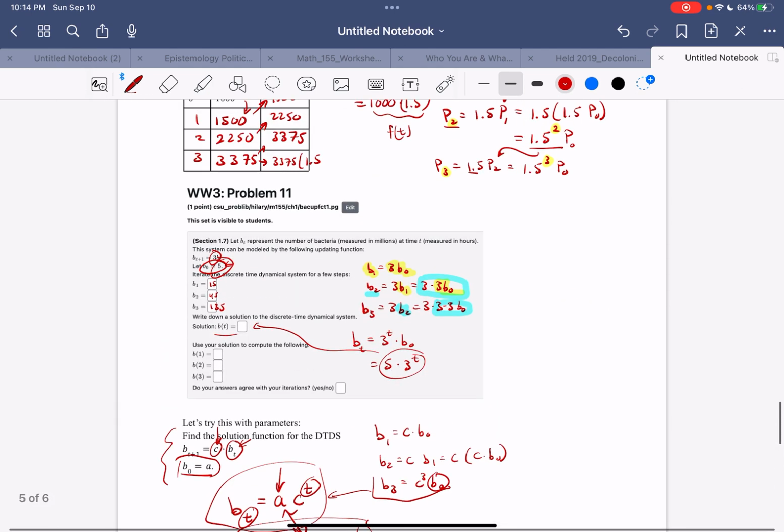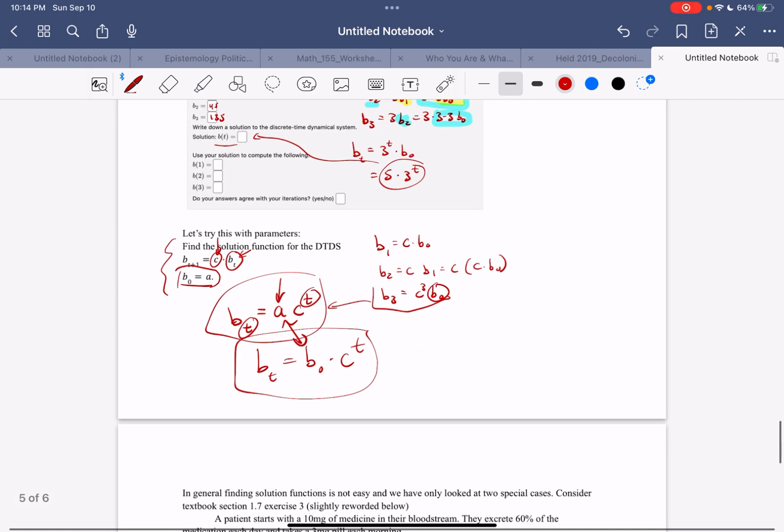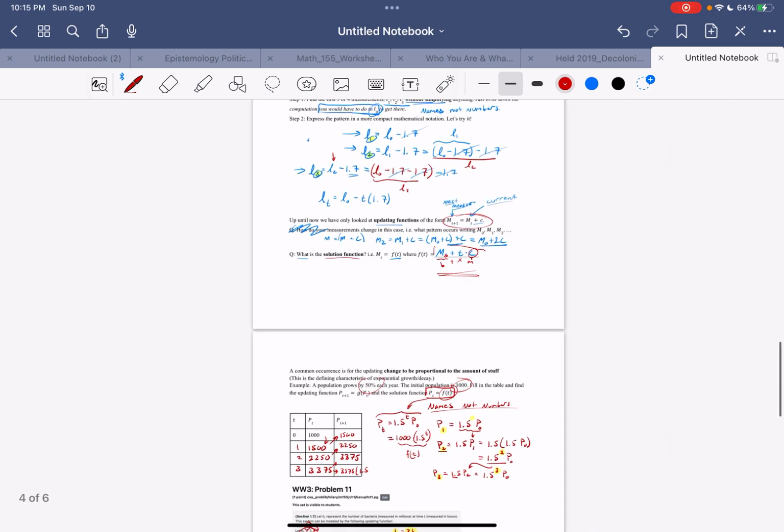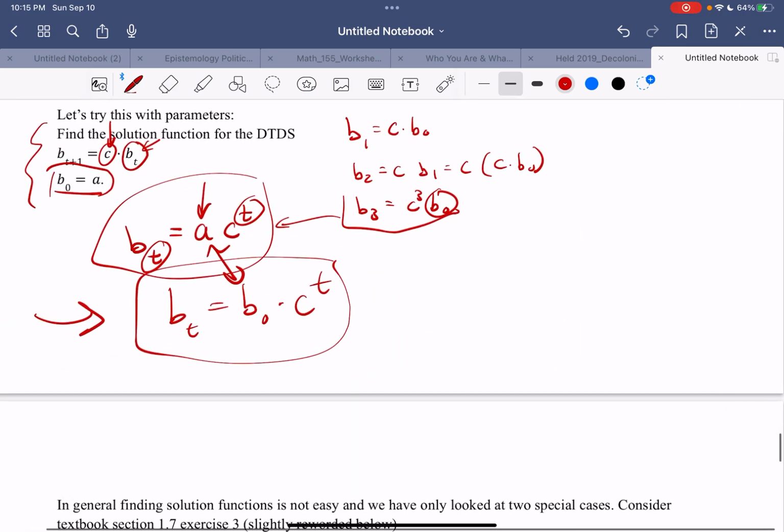Okay, so these are the two solution functions you should absolutely know by heart. There's the exponential one, where t is in the exponent.